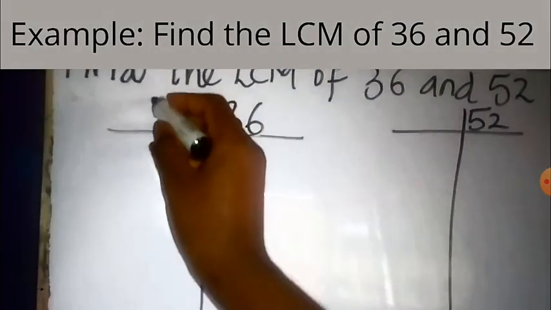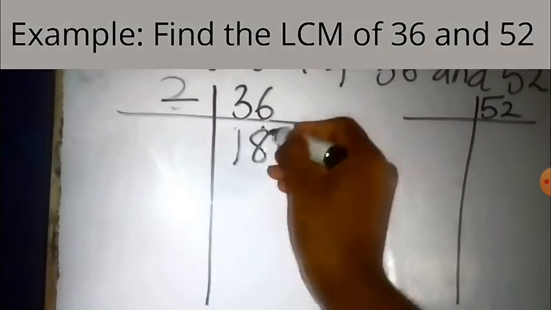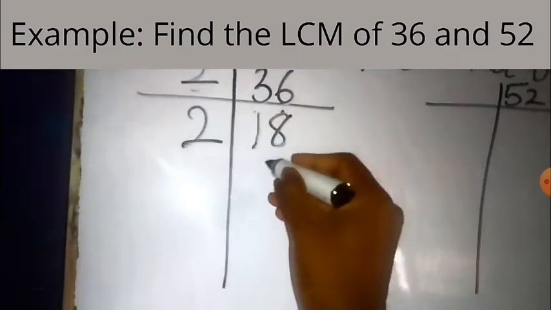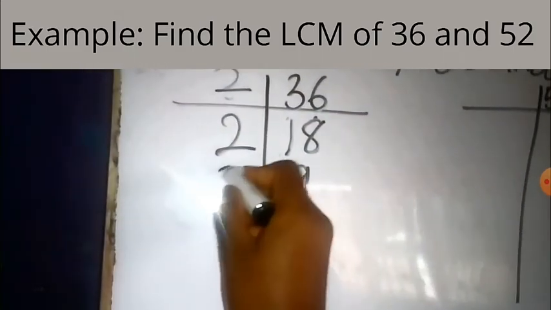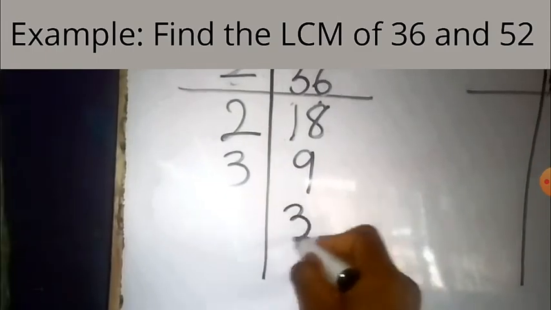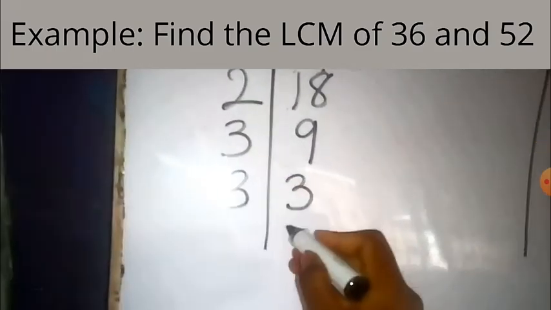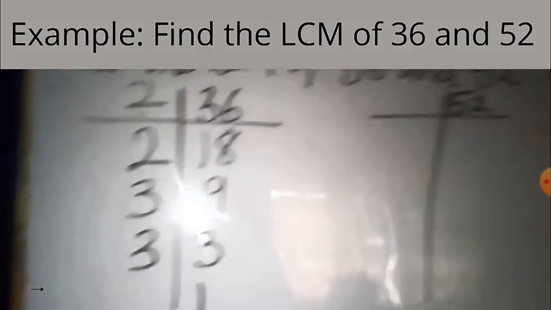Now 2 is the smallest prime number that can go into 36. So 2 goes into 36 18 times. 2 into 18, 9. 3 into 9, 3. 3 goes into 3, 1.